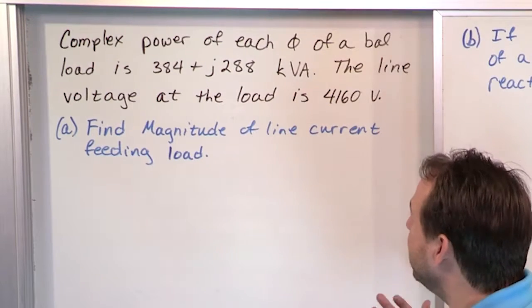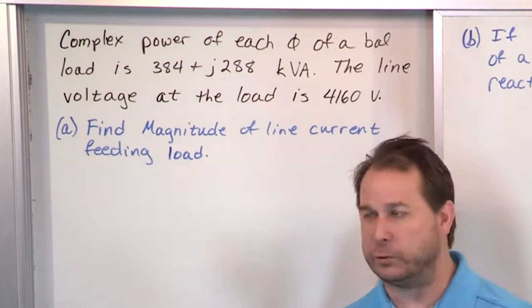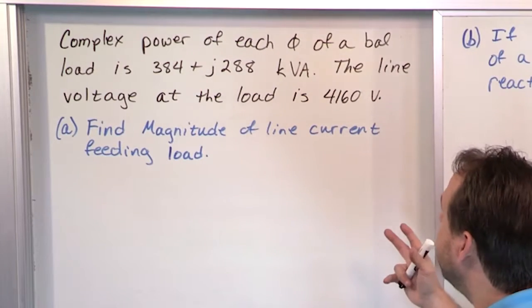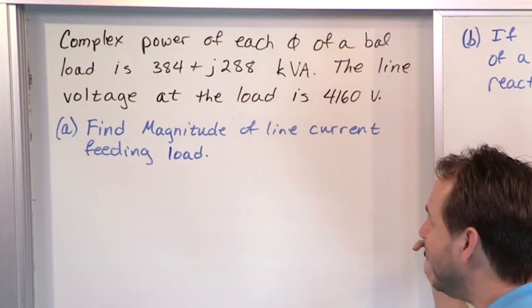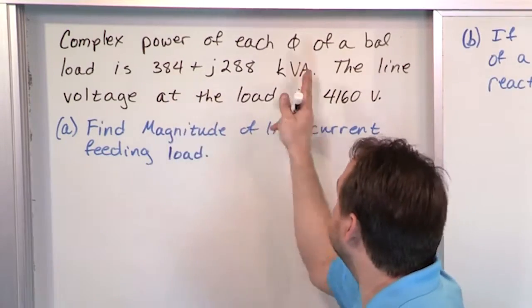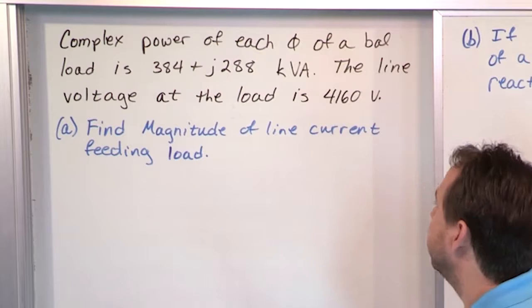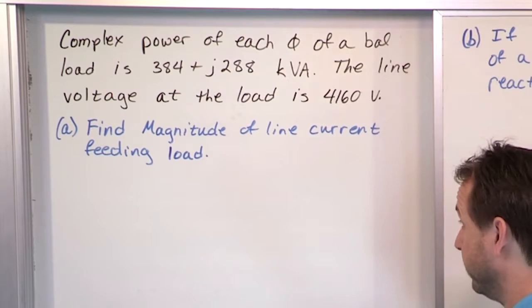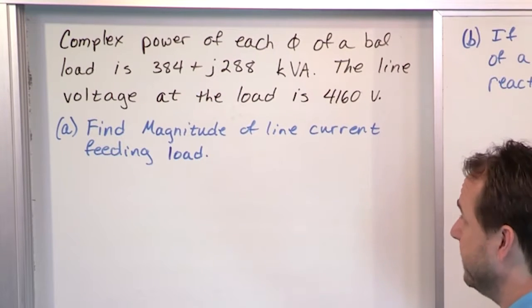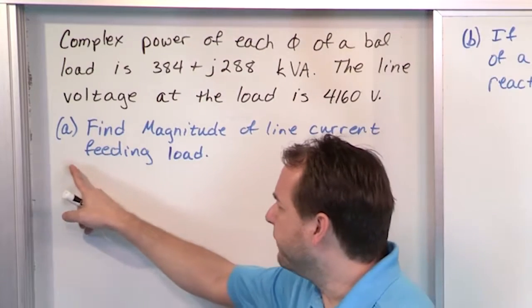We don't know if it's a delta or Y load, but we know it's balanced, and we know that the power in each phase of the load is given by this, and we know the line-to-line voltage is given by 4160. Let's look at part A first and focus on that.